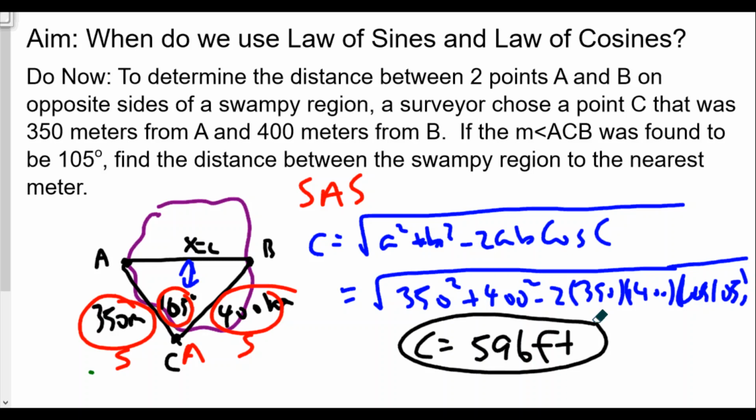And so this is how we find the measure of the side opposite an angle here. Now it's basically finding the measurement across the swampy region, if you will. And that sometimes is what surveyors do. Okay, so we have another situation. Again, we take a look, we want to draw a diagram, we want to label it carefully, and then determine which formula to use, law of sines or law of cosines, and this was definitely law of cosines.